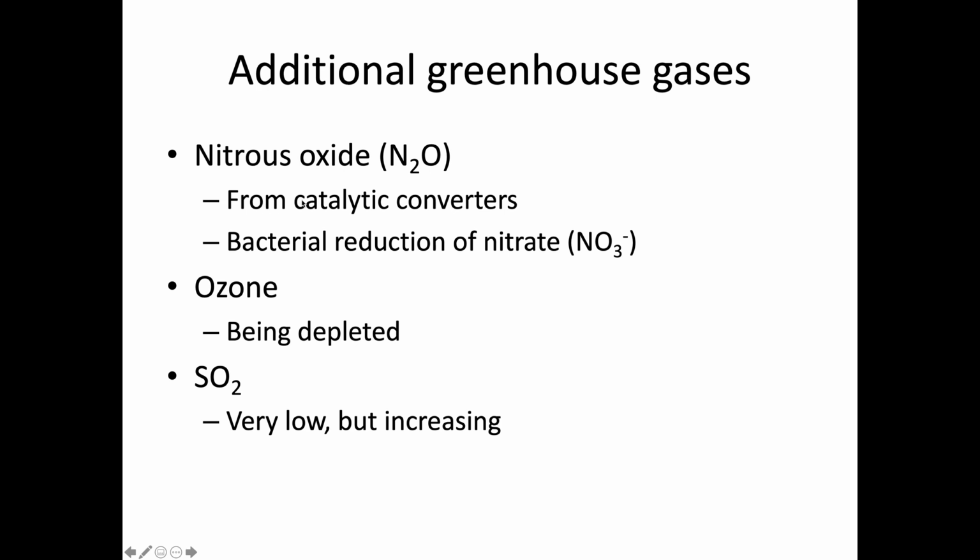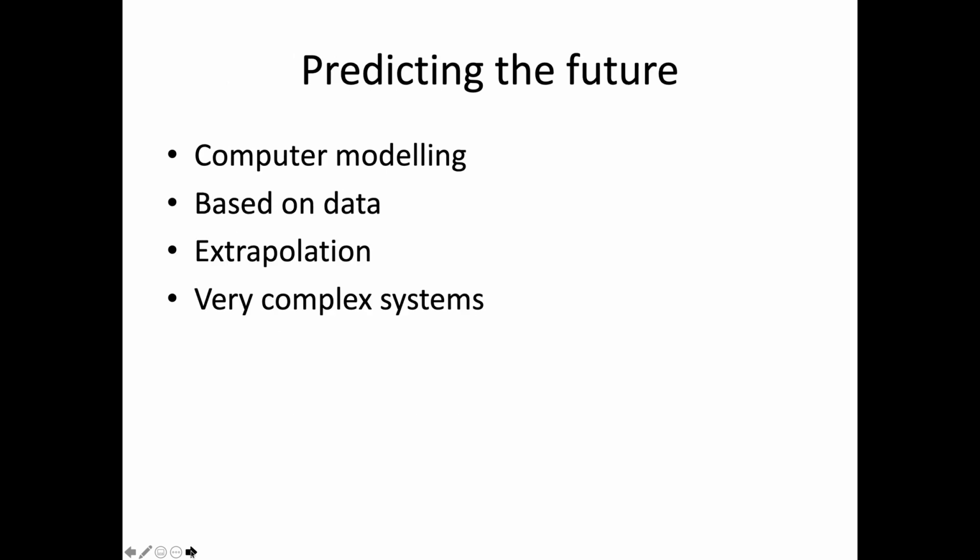Nitrous oxide comes from catalytic converters, also from bacteria. Ozone, okay. Sulfur dioxide, again, not terribly high. So the big thing is really carbon dioxide, but these are also contributors. I want to make sure you realize that climate change, global warming, and ozone depletion are not the same thing. They're related in that they're both environmental things, but they're completely different in terms of the processes. All right, and we'll talk about that just to remind you.